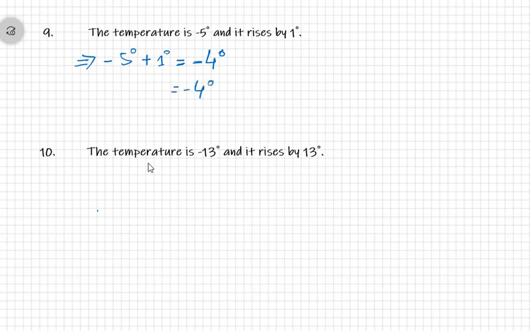So this is minus 4 degrees. This is the new temperature. What is the temperature? Minus 13 degrees, and it rises by 13 degrees, so I will write plus 13 degrees. So plus and minus, both numbers are equal, 13 and 13, but with opposite signs. So this will be plus 13 minus 13, which is equal to 0. They will cancel each other, because these are opposite signs and the numbers are equal, so this will be 0. So the temperature will be 0 degrees.